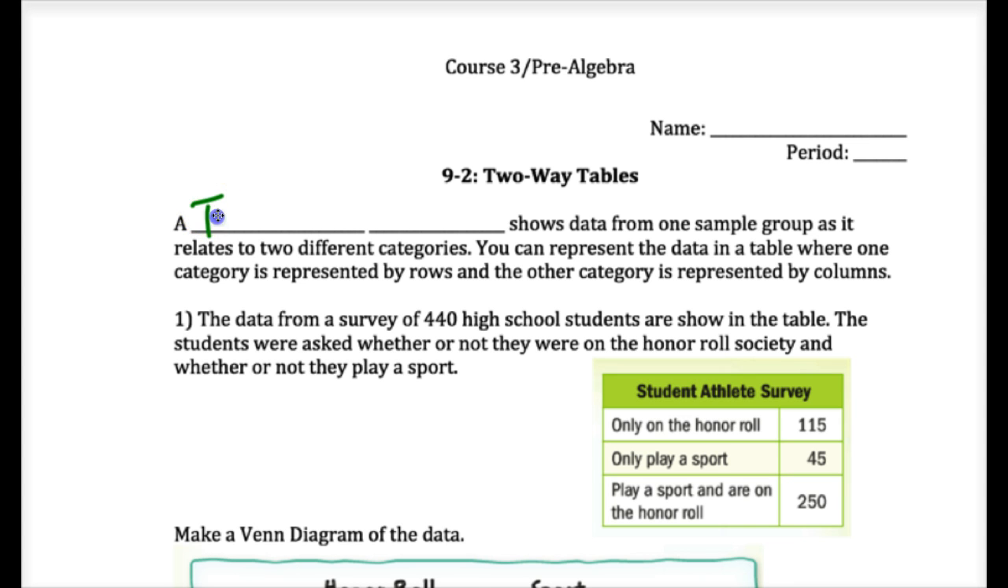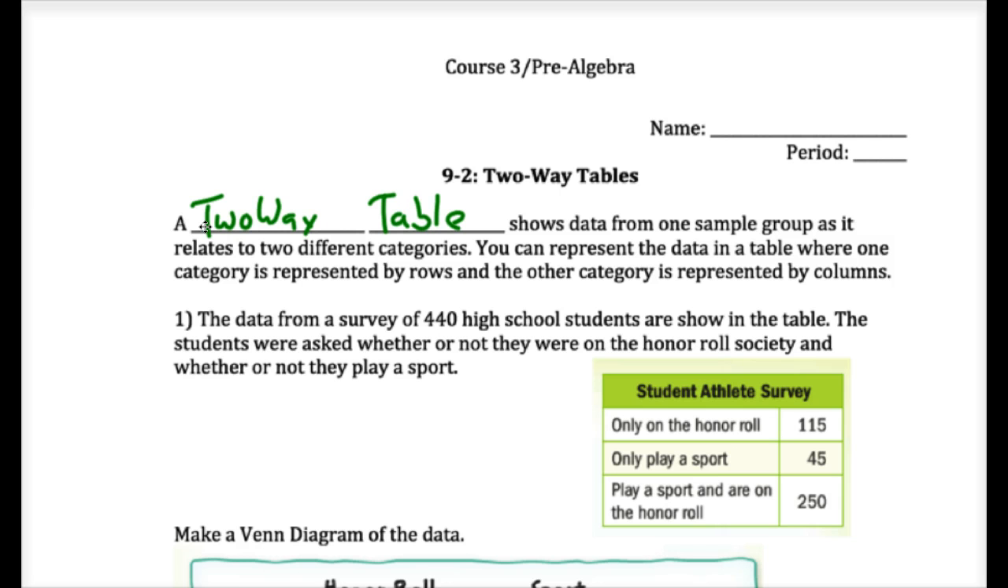Let's talk about a two-way table first. When you see a two-way table, you're going to say it's a two-way table because it's going to pair two things up. Okay? To do this stuff, you need to know the difference between a column and a row. Do you guys know the difference? Column is side to side, a row... wait, no. Column goes up and down.